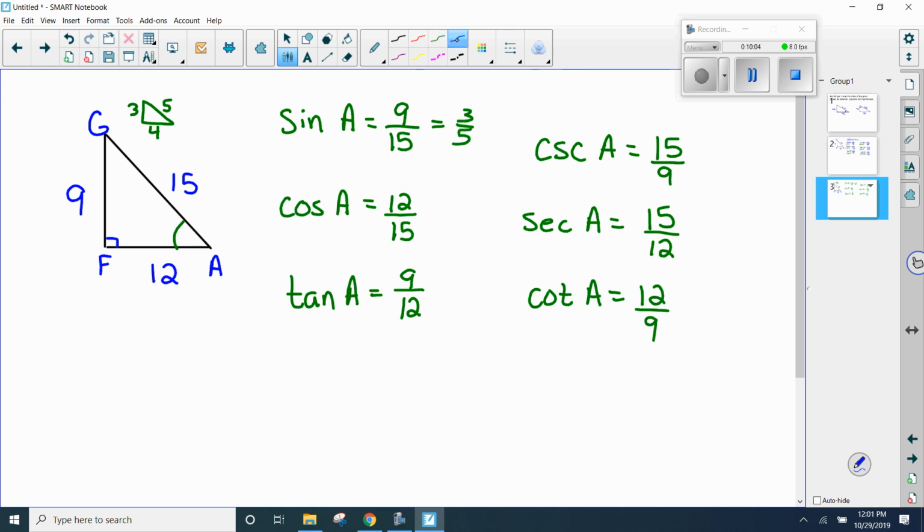What if I told you the sine of G? What's sine? Opposite over hypotenuse. But now you're making reference to angle G. So what is the opposite side? 12 over 15. That's how it's going to be different. If I talk about the cosine of angle G, what's that going to be? Adjacent over hypotenuse, which would be 9 over 15. So these two switch because adjacent and opposite sides switch.